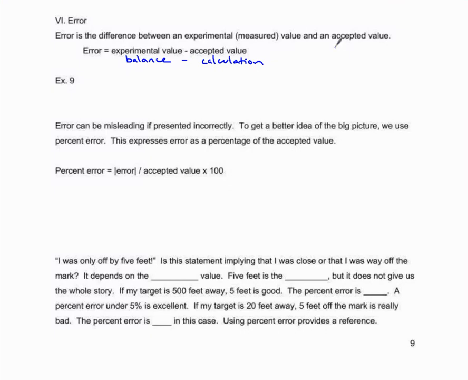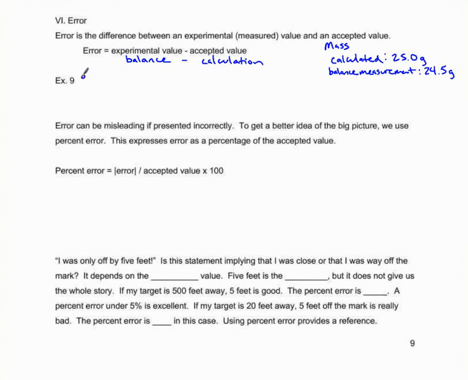So let's look at some mass numbers, and these are made up numbers. But let's say my calculated mass is 25.0 grams, and let's say my balance measurement is 24.5 grams. So these are the numbers that we're working with.